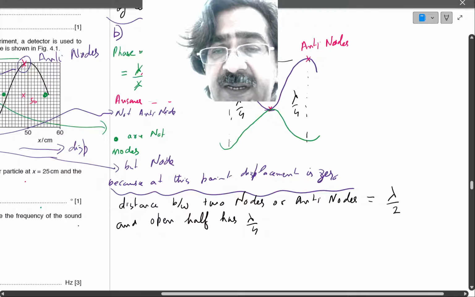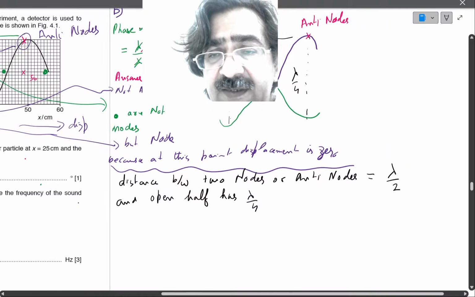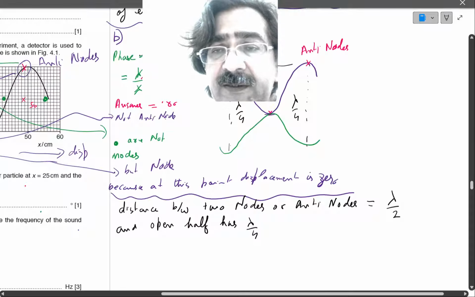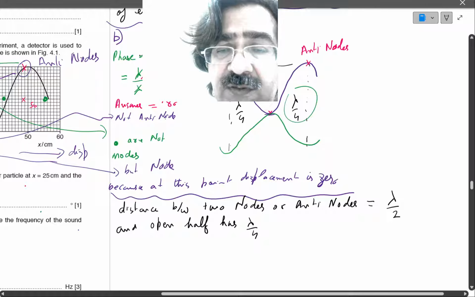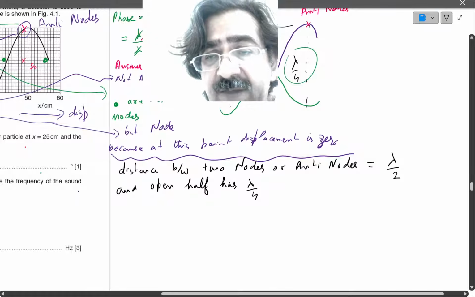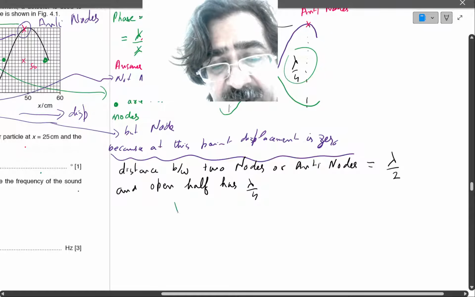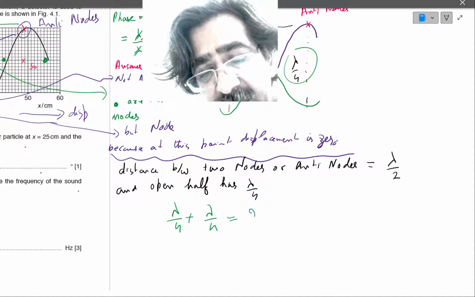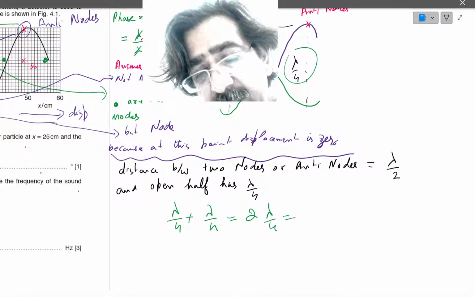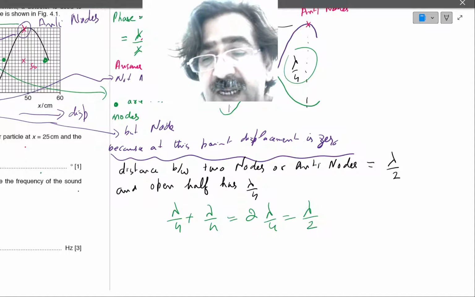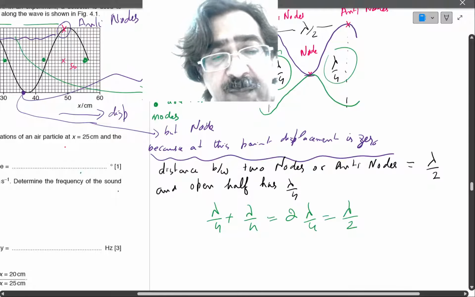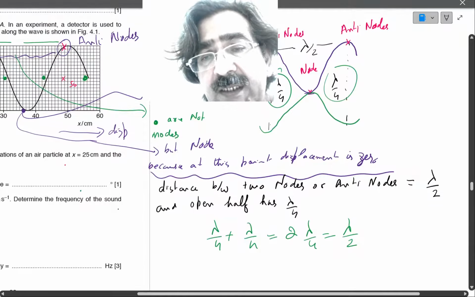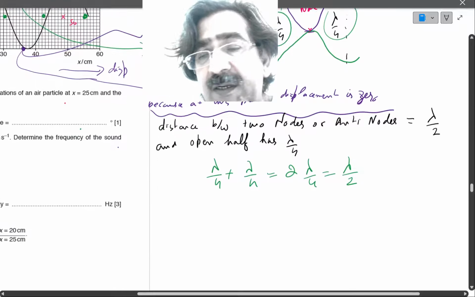You may also calculate the distance between this node and antinode as lambda by 2. You may take it this way, or if you assume lambda by 4 plus lambda by 4, that will be 2 lambda by 4, that is lambda by 2. So that means the length will be half. Okay. So that is the main reason.